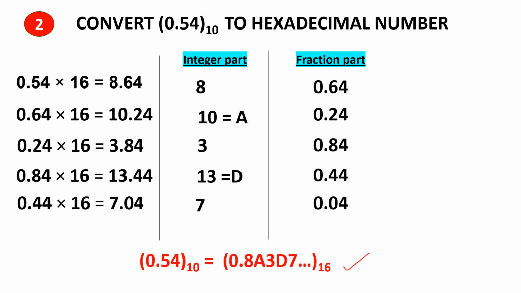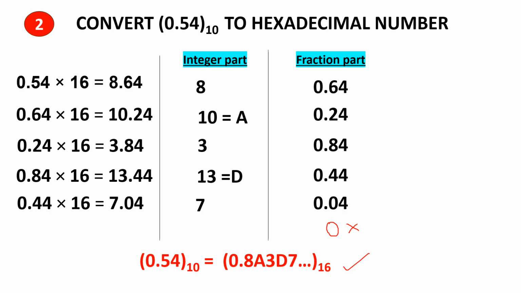This is the answer. So for the decimal number 0.54, the equivalent hexadecimal is 0.8A3D7... Why did I put these three dots here? Because in the repeated multiplication method, we have to continue doing the multiplication until the fraction part becomes 0. But in this case the fraction part does not become 0. It keeps on going without an end.